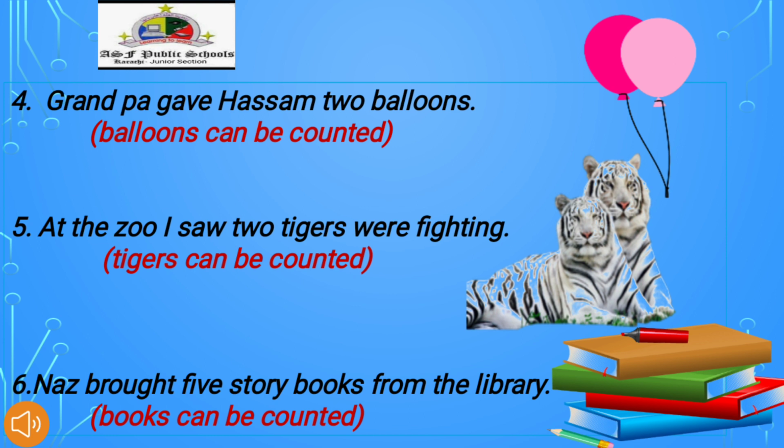Grandpa gave Hassan 2 balloons. Here the noun balloons can be counted, so balloons are countable nouns. At the zoo, I saw 2 tigers fighting. Here the noun tigers can be counted, so tigers are countable nouns. Noman brought 5 storybooks from the library. We can count books, so books are countable nouns.